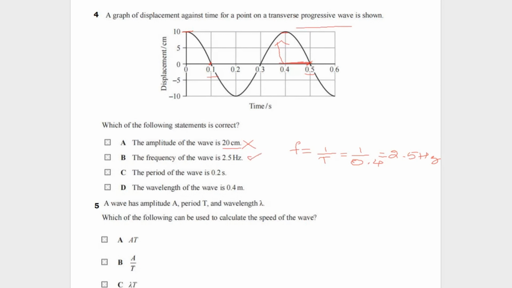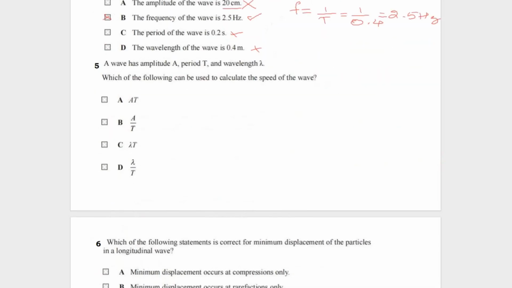You can check option C also, because the time period is given as 0.2, but you know the time period is 0.4, which is wrong, and the wavelength you could not find out from this displacement against time graph. So this option is also wrong. So the correct option is option B. The frequency is 2.5 hertz.